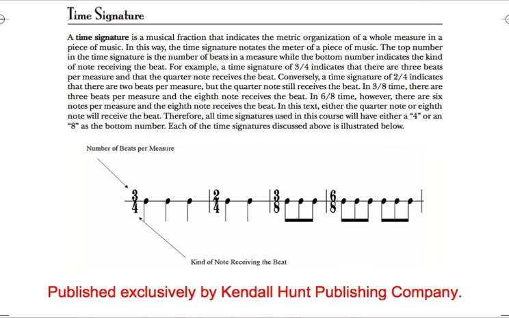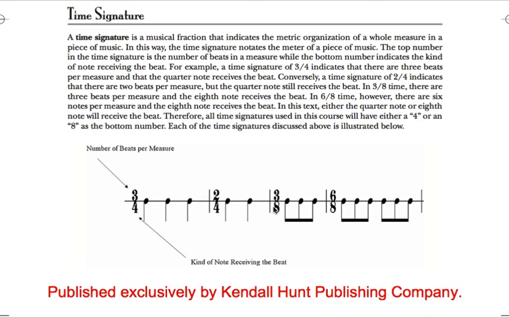Time signatures are explained in this section, and time signatures are a musical fraction that indicates two things. On the top of the fraction, it indicates the number of beats in a particular measure, and at the bottom of the fraction is the kind of note that gets the beat. And we have examples here of 3/4 and 2/4. The 3/4 shows 3 beats in a measure, and the quarter note gets the beat. The next example is the same, except it's only 2 beats in a measure, and a quarter note still gets the beat.